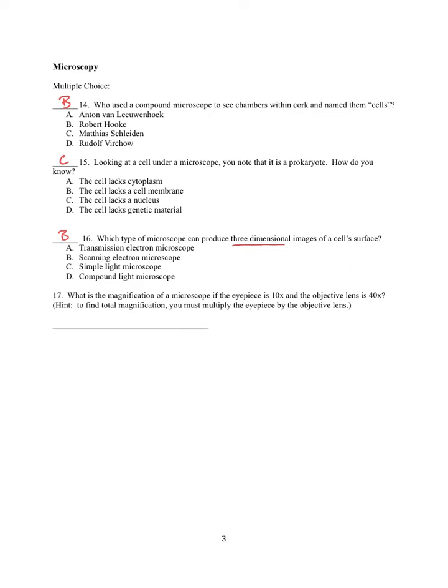And then number 17 says, what is the magnification of a microscope? If the eyepiece is 10x, meaning that it magnifies something 10 times, and the objective lens is 40x. And so in order to find total magnification, if you recall, you'll take the eyepiece magnification and then multiply that by the objective magnification, and that will give you the total magnification, which in this case, 10 times 40 is 400x.